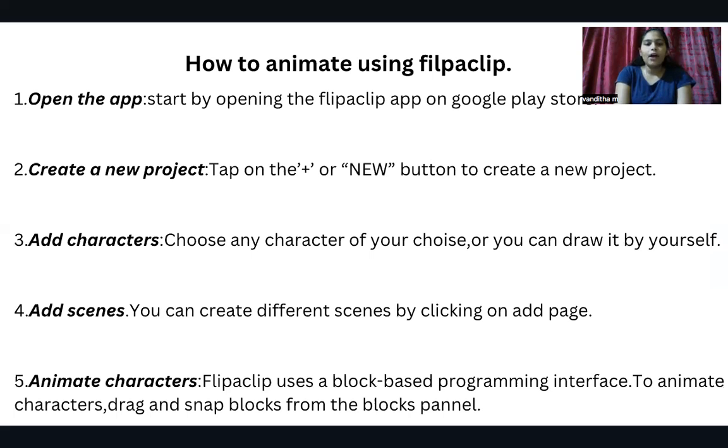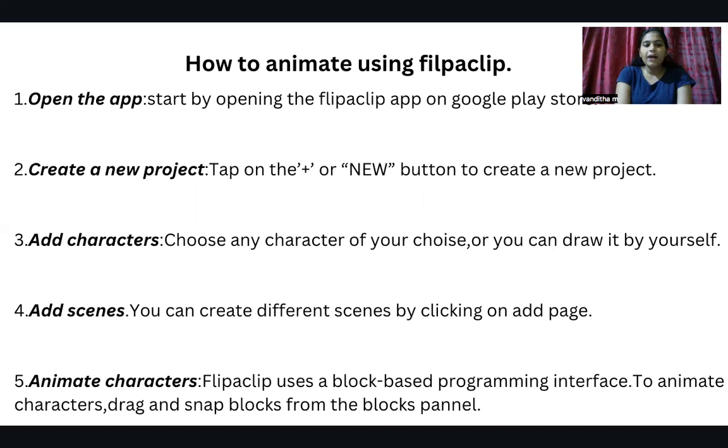Next, we'll discuss how to animate using the FlipaClip app in just 10 steps. First, we need to open the app. Start by opening the Google Play Store, search for the FlipaClip app, and install it. Next, we need to log in with our details. Then click on the plus or new button to create a new project. Next, we can add characters of our choice. Choose any character or you can even draw it by yourself. This app provides the option to draw the animation even by yourself.